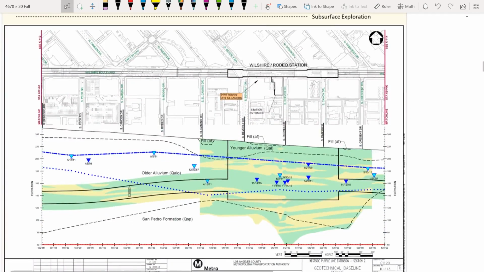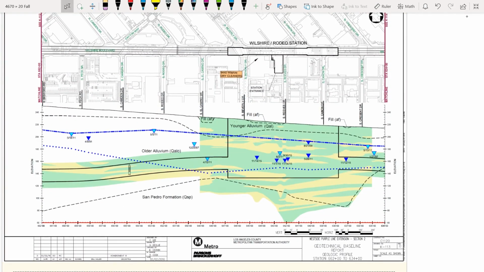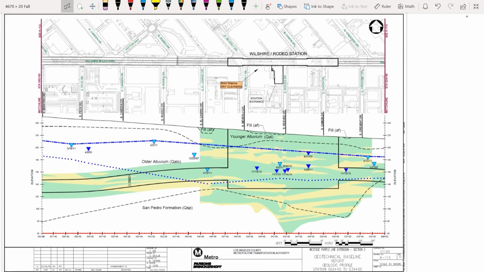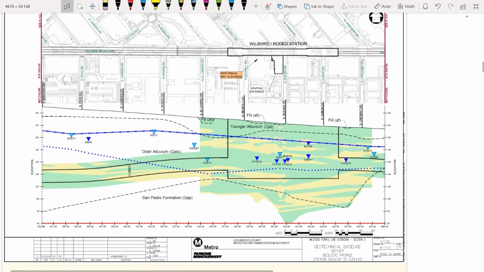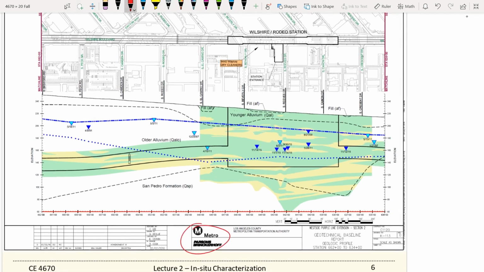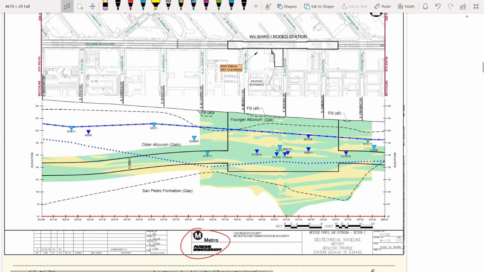So if we have enough boring logs, then we can put the information together to get even more meaningful descriptions of your job site. For example, like this one, like a soil profile of your project. So this is from the Metro project. This is one of the bidding documents, a geotechnical baseline report for one of the Purple Line stations.